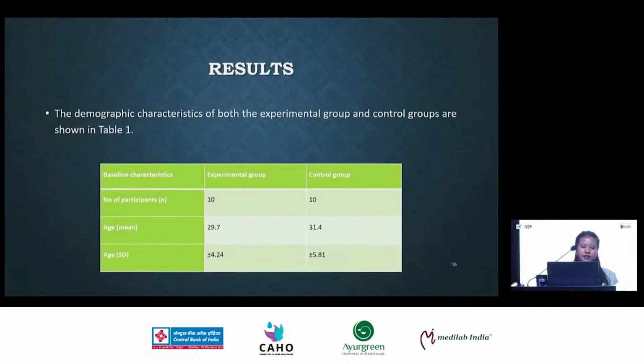Results. These are the demographic data. 10 participants in the experimental group with a mean age of 29.7 with a standard deviation of plus or minus 4.24, and 10 participants in the control group with a mean age of 31.4 with a standard deviation of plus or minus 5.81.